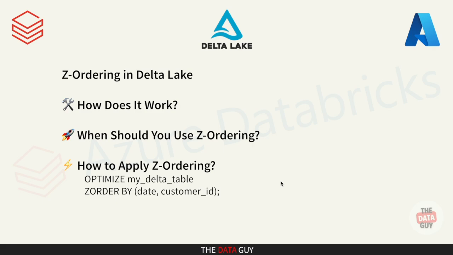So, how to apply this Z ordering? You can see on the screen the command. This is how you can use Z ordering. Basically, this command optimizes the table and reorders the data, ensuring that queries on date or customer ID run much faster. With Z ordering, you can reduce data scan size by 10 times or more, leading to faster queries and cost saving.